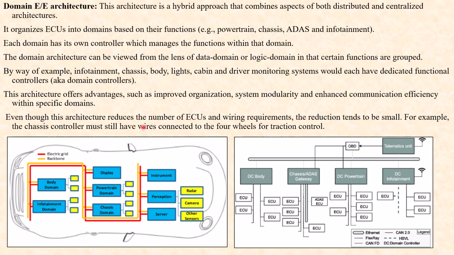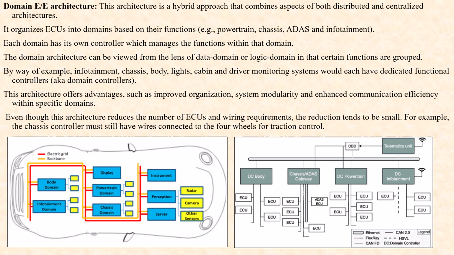Okay, and even though this architecture reduces the number of ECUs and wiring requirements, the reduction tends to be small. Understand this carefully. Even though it is reducing, and certainly there is an advantage, it did not yield the reduction as much as intended. There was a reduction, but it was just small. For example, the chassis control still must have wires connected to the four wheels for traction control. So this was certainly an improvement, but it does not improve the wiring harness or the reduction in weight as much as expected.